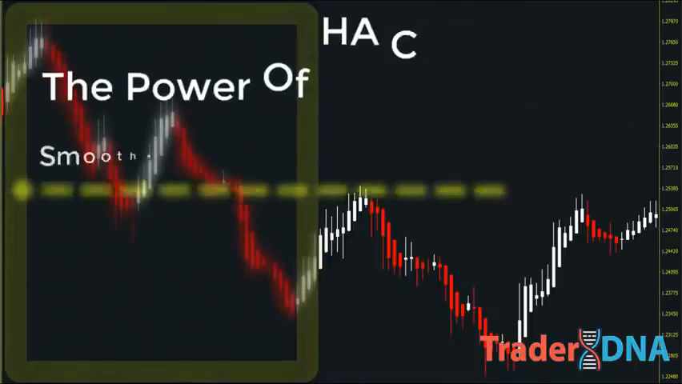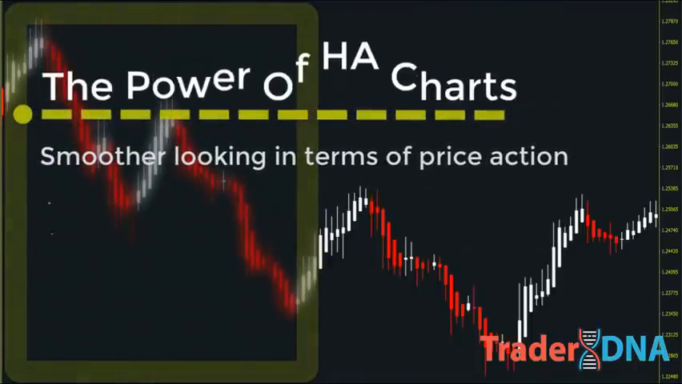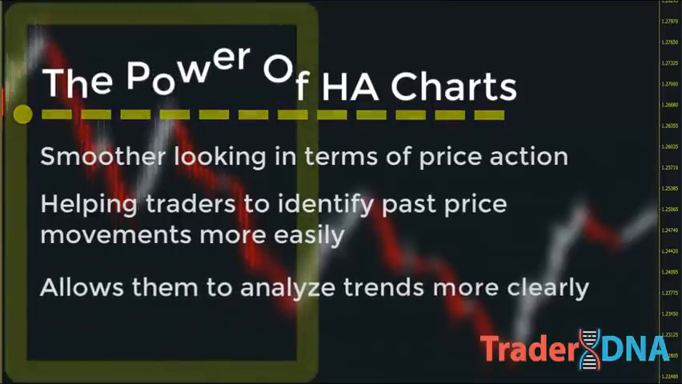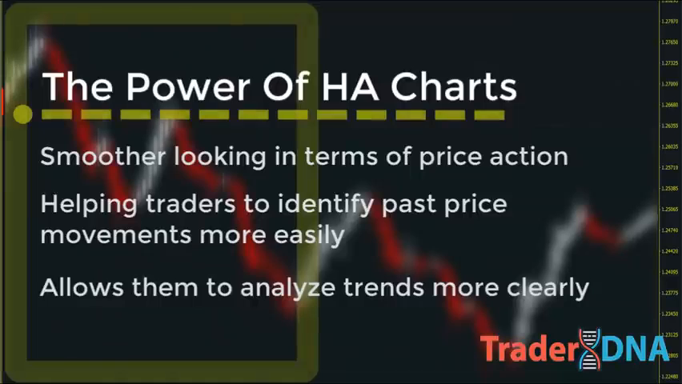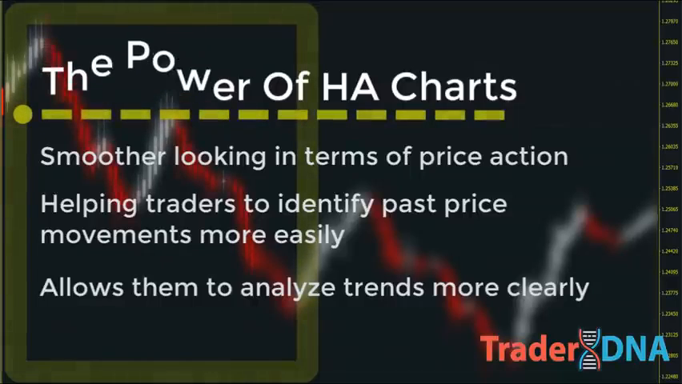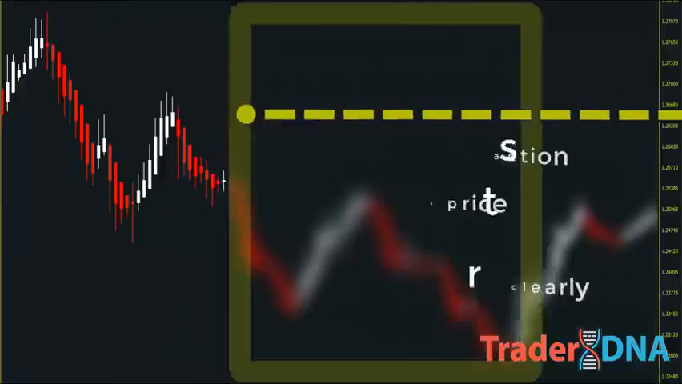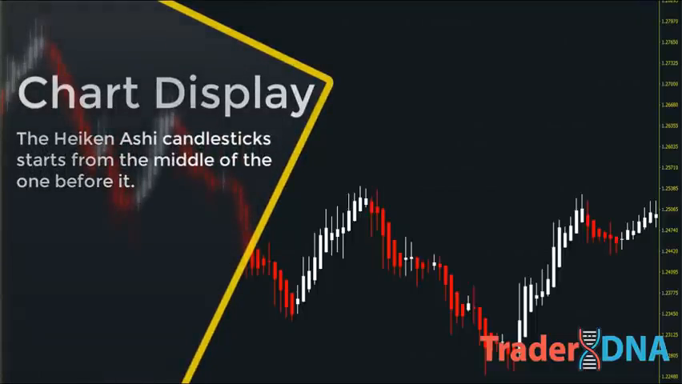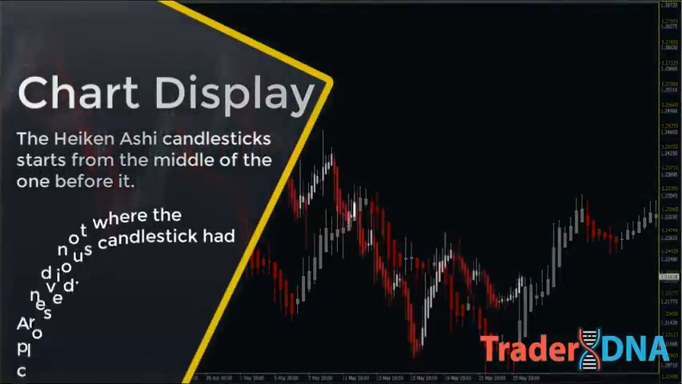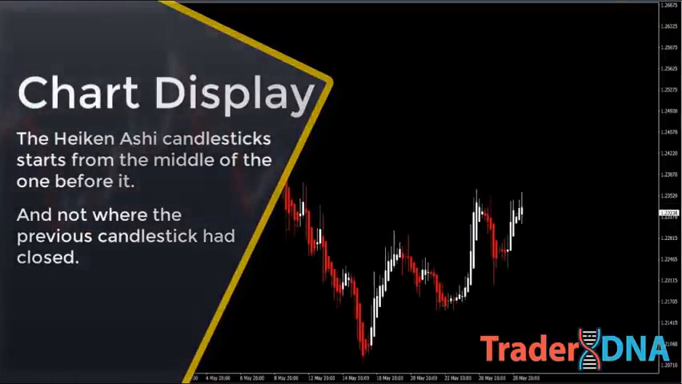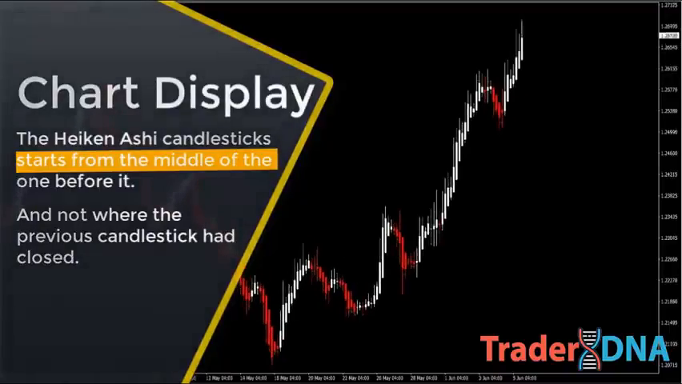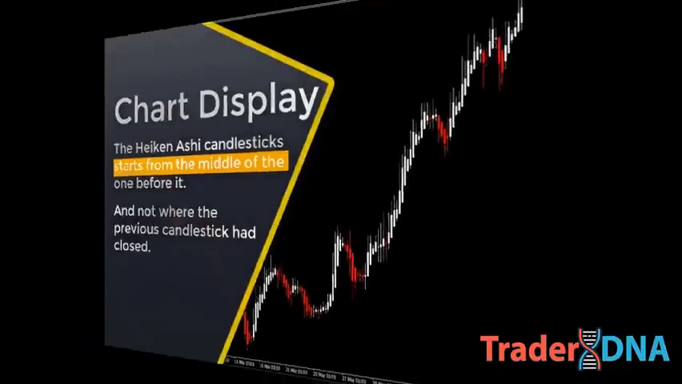A Heiken Ashi chart is much smoother looking in terms of price action, helping traders to identify past price movements more easily. This is why many traders prefer to use the Heiken Ashi candle, since it reduces the noise on the chart and allows them to analyze trends more clearly. What makes Heiken Ashi different from a traditional Japanese candlestick chart is how the price is displayed in terms of the open and the close. If you look closely at the Heiken Ashi chart, you'll notice that a bar in the Heiken Ashi candlesticks starts from the middle of the one before it and not where the previous candlestick had closed.